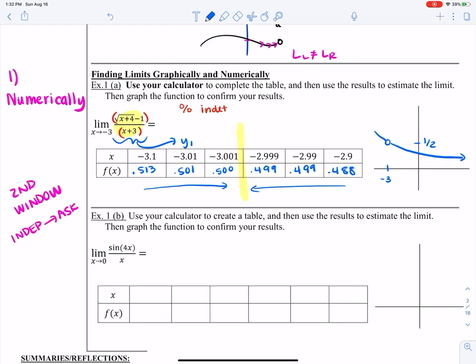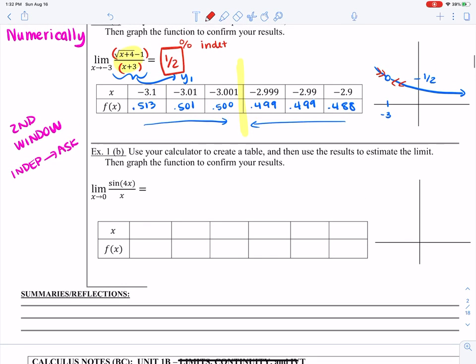So what that tells me is my limit from the left and my limit from the right are the same, and my limit is 1/2. That's my answer, okay? So what I'm going to ask you to do now, you could do the same thing on your table in your graphing calculators, or you can use Desmos just like I did. I'm going to ask you to do this one now independently, pressing pause on the video and trying this one independently, okay?